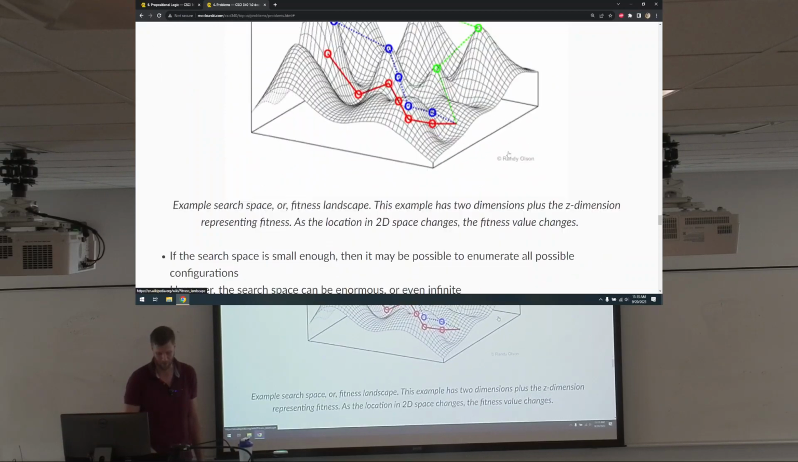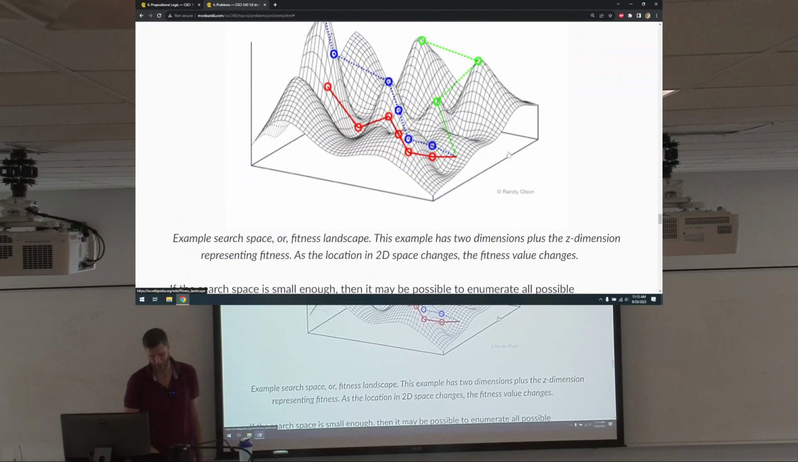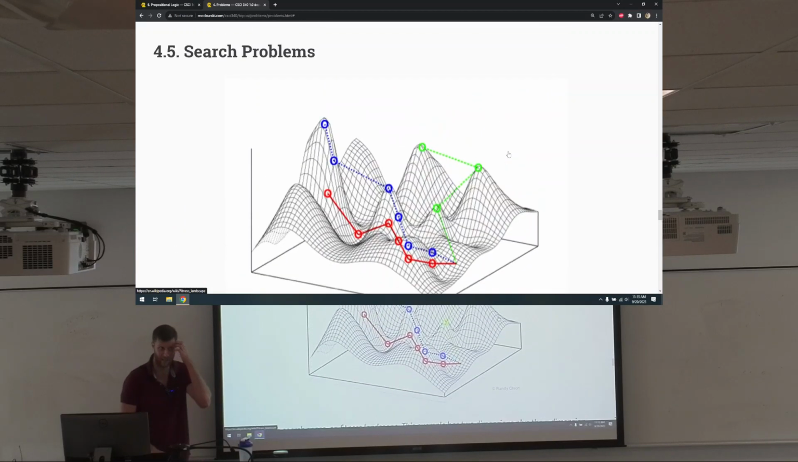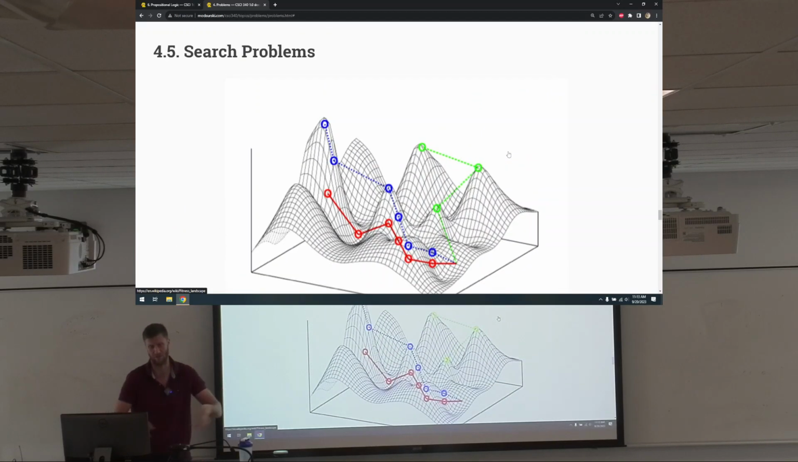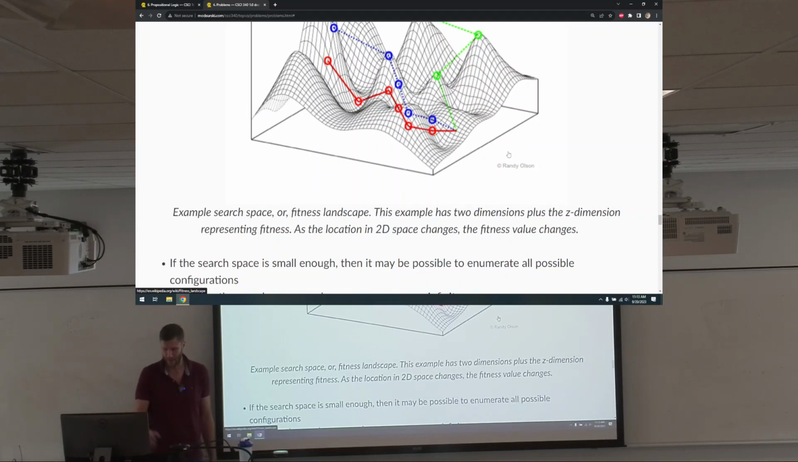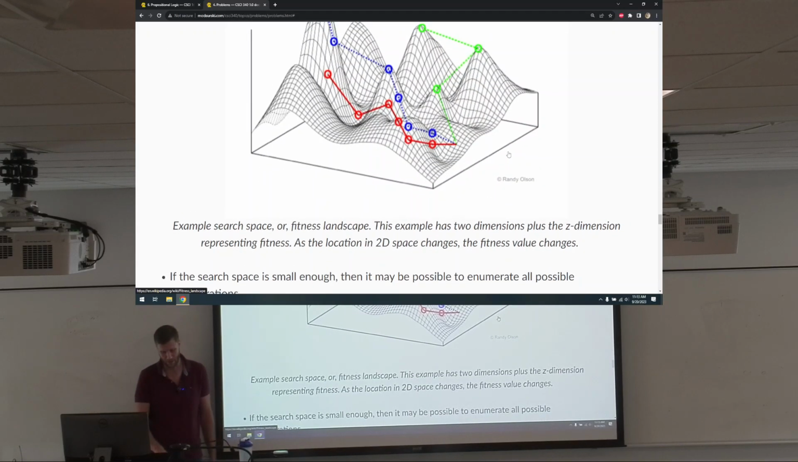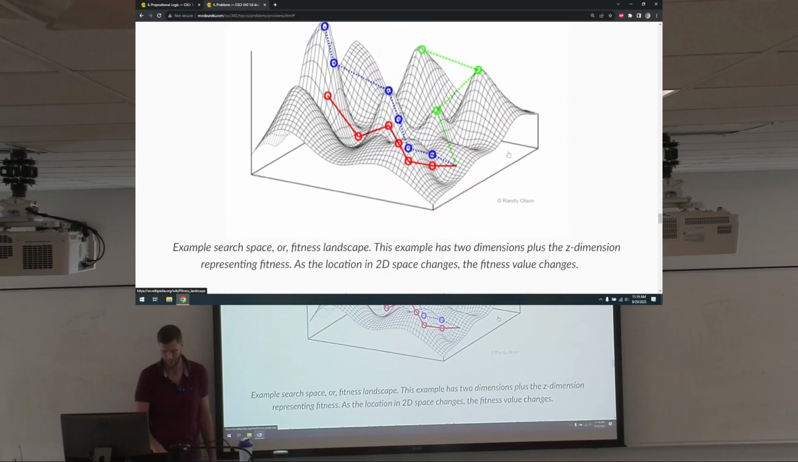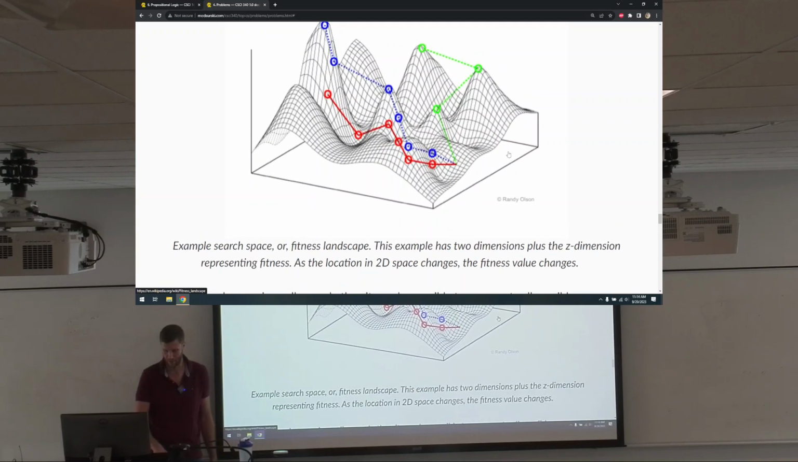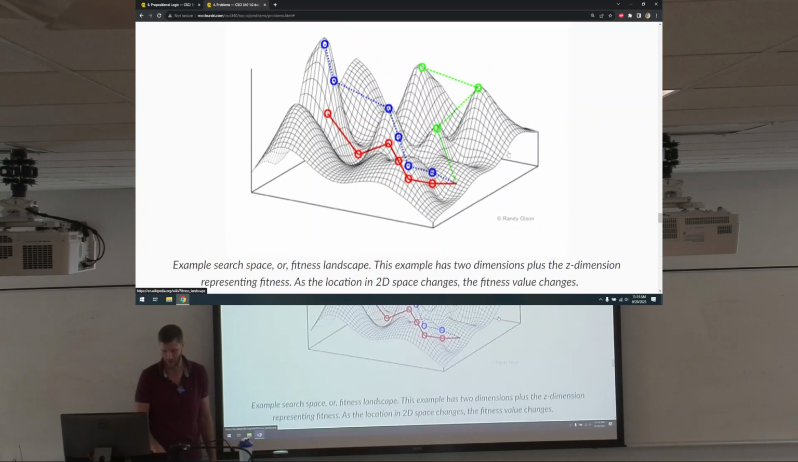Now, search problems. Here's an example search space, or sometimes they'll call it a fitness landscape in the context of evolutionary computation, because fitness is our metric of goodness. This example has 2 dimensions plus a z dimension representing fitness. As the location in 2D space changes, the fitness value changes.